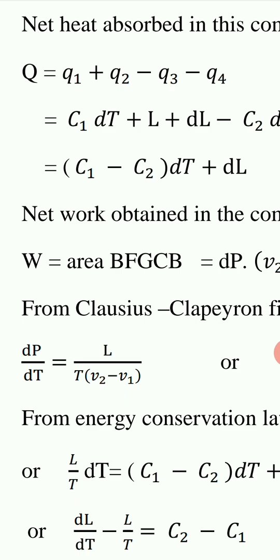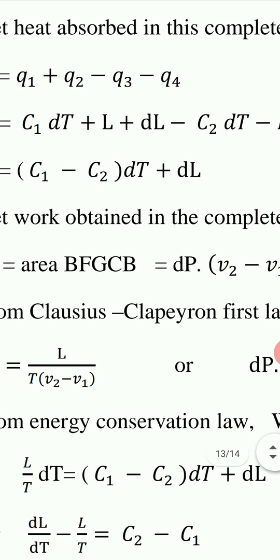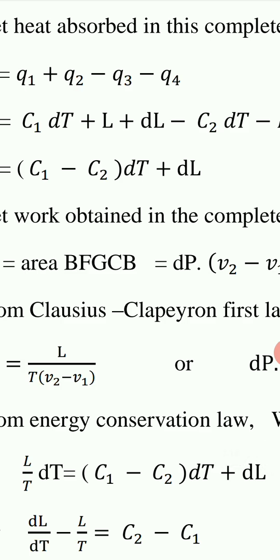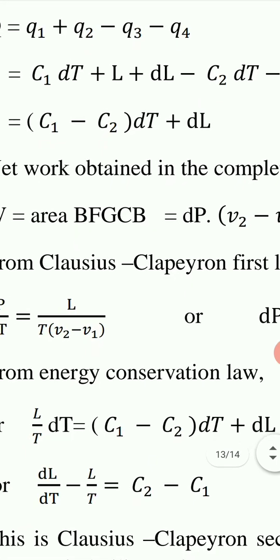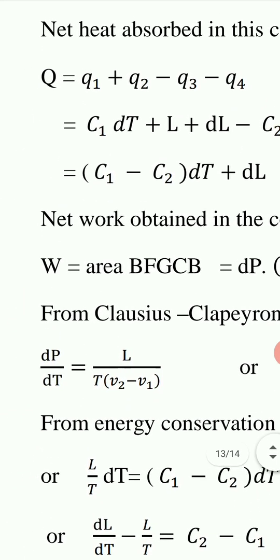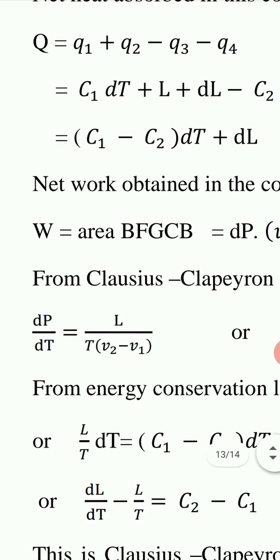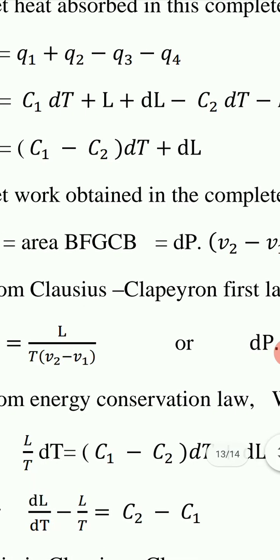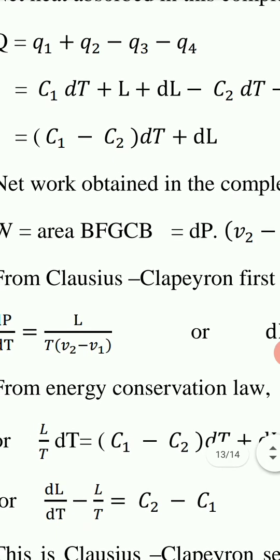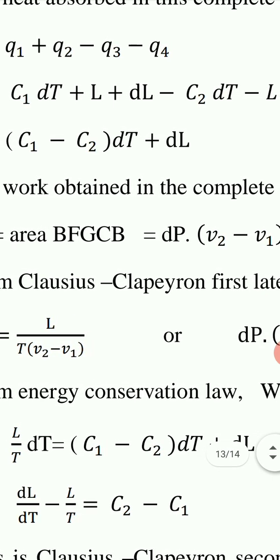Substitute all the values of Q1, Q2, Q3 and Q4. Q1 equal to C1 dt, Q2 equal to L plus dl, Q3 equal to C2 dt and Q4 equal to L. We have the heat absorbed Q equal to C1 minus C2 into dt plus dl. C1 dt minus C2 dt. In these two terms, we take dt as common, so that we have C1 minus C2 into dt plus dl.